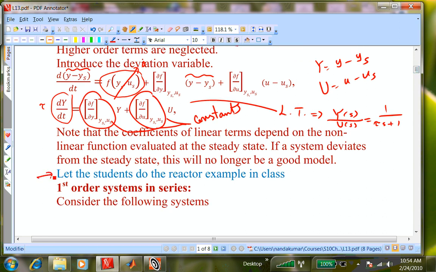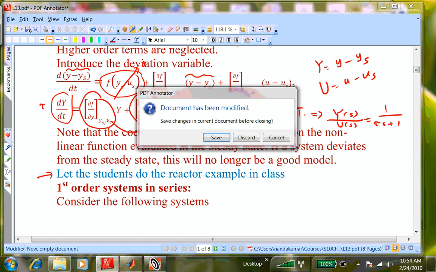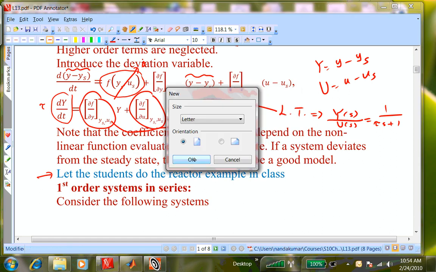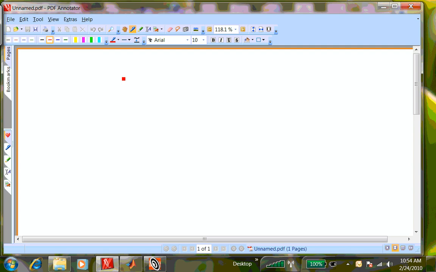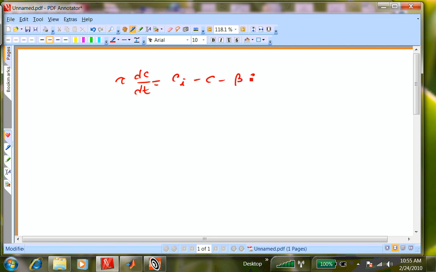Here, I just added this note saying, let's do an example together. Maybe we can take a piece of paper and start working on this model. The model is the same one that we saw in the last lecture, the review lecture. So I'm going to give you the model equation as tau dc dt equals ci minus c minus beta c squared.